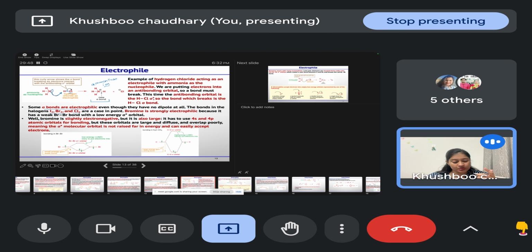But why is that so? Because in the case of the bromine bromine sigma orbital, the energy gap between the HOMO and LUMO is small. But in the case of the carbon carbon sigma orbital, the energy gap between the HOMO and LUMO is very large. So because of this large energy gap, a carbon carbon bond can't participate in such reactions, but bromine or halides can participate.